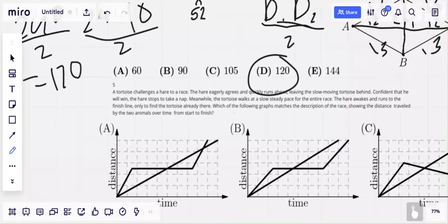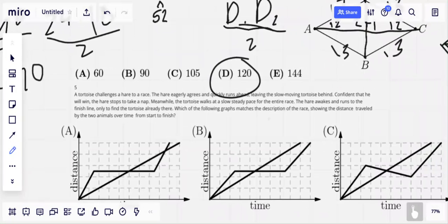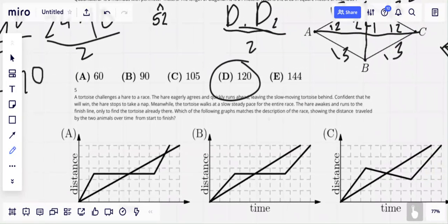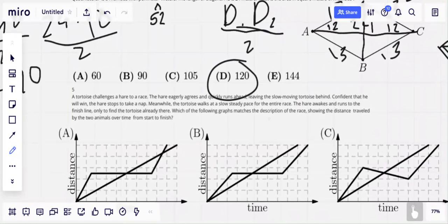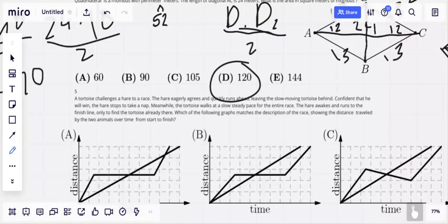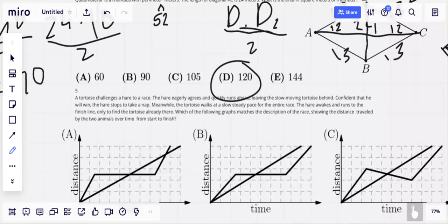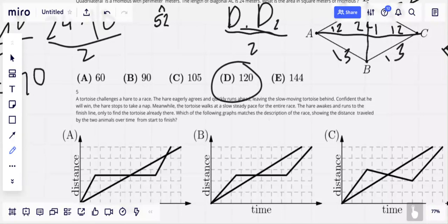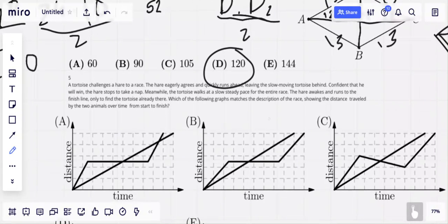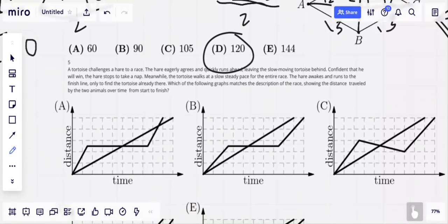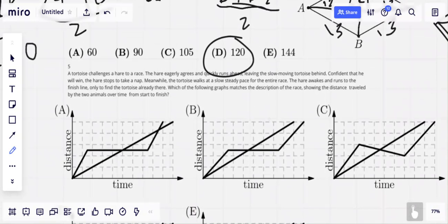A tortoise challenges a hare to a race. The hare eagerly agrees and quickly runs ahead, leaving the slow-moving tortoise behind, confident that he will win. The hare stops to take a nap. Meanwhile, the tortoise walks at a slow, steady pace for the entire race. The hare awakes and rushes to the finish line, only to find the tortoise already there. Which of the following graphs matches the description of the race, showing the distance traveled by the two animals over time to finish?